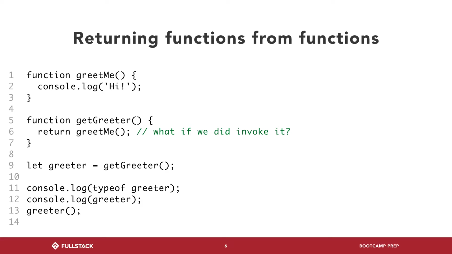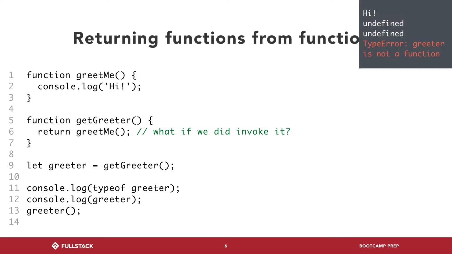And where did we call getGreeter? We called it on line 9 there, right? So after line 9 runs, greeter is equal to undefined. So when I do typeof greeter, I get back undefined. When I console log out greeter, I get back undefined. And then when I invoke greeter, I get back an error saying I cannot invoke something that's not a function.